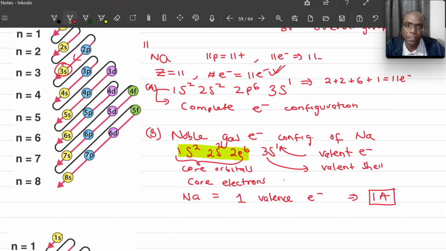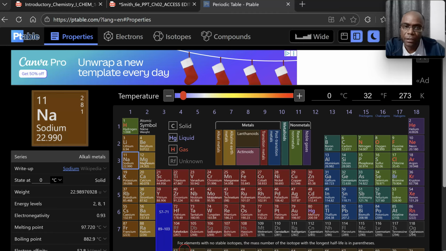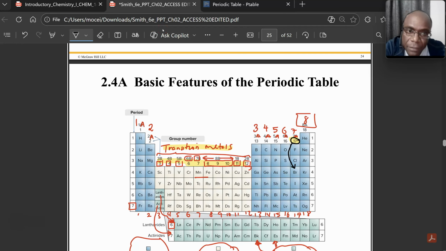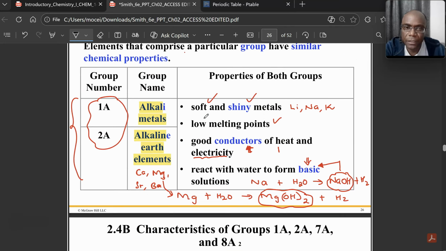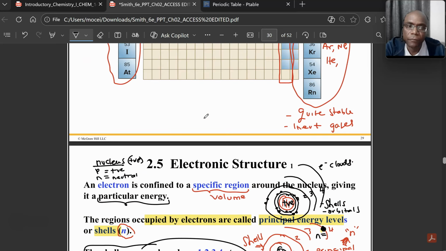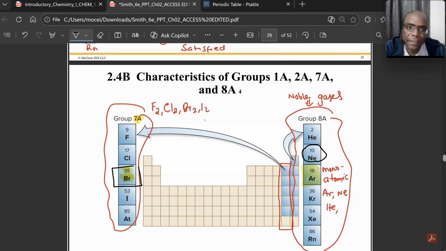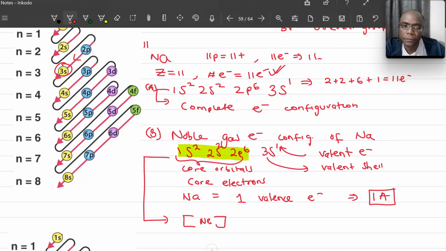Now, if I write this in the noble gas electronic configuration, I see the green part has 10 electrons, so I'll put that in parentheses. But instead of writing the 10 electrons in there, I'll look for the noble gas that has 10 electrons. It's going to be neon. Go back to your notes, you'll see neon in main group 8, let's find it. Neon in main group 8 has 10 electrons right there. So that accounts for the green part, the core orbitals and core electrons.